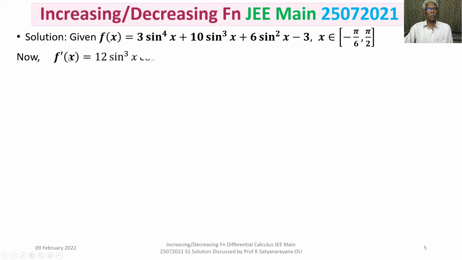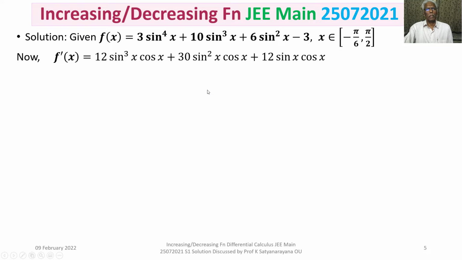Therefore, f prime x is equal to 12 sine cube x. The derivative of sine x with respect to x is cos x. 12 sine cube x cos x plus 30 sine square x cos x plus 12 sine x cos x, and the derivative of a constant is 0.